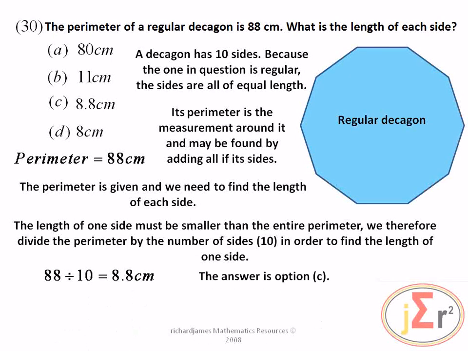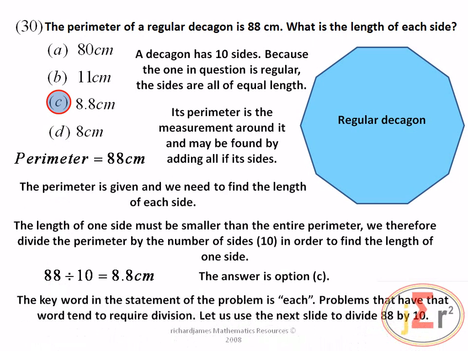So the answer is option C. 88 divided by 10 is equal to 8.8, and of course 8.8 centimeters is our answer. The key word in the statement of the problem is each. Problems that have that word tend to require division. Let us use the next slide to divide 88 by 10.